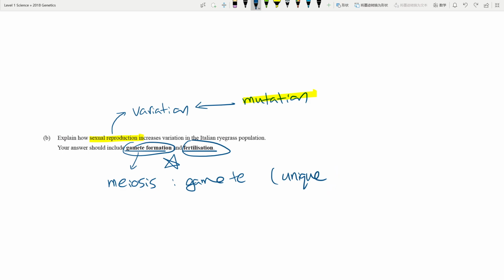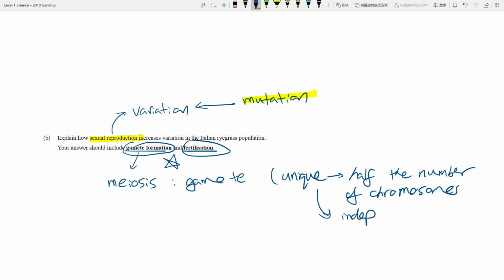Actually, let's just write it in. How they're unique. They have half the number of chromosomes of a normal body cell, and these chromosomes are each unique because of independent assortment, which is randomly sorting them, and crossing over, which is just swapping information as they line up, getting pulled apart.